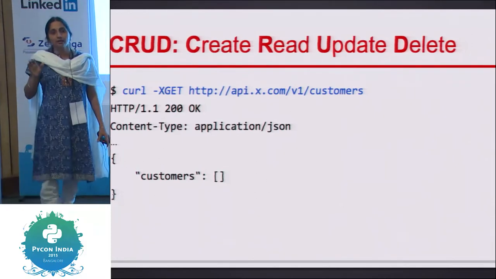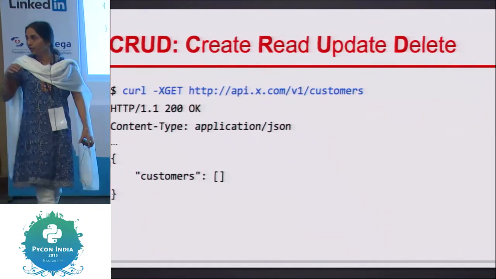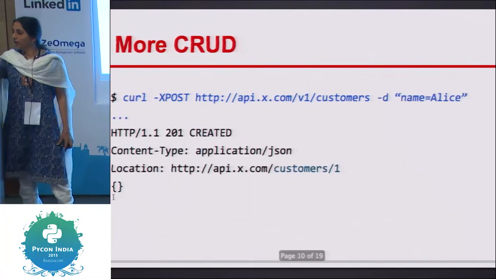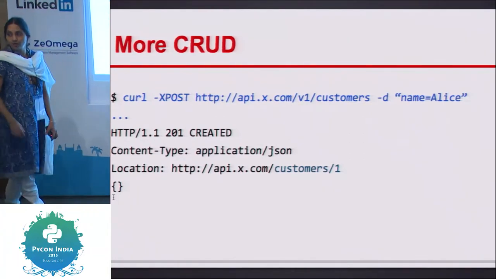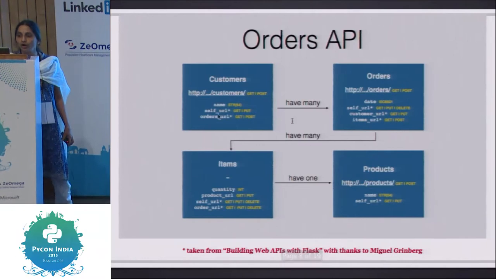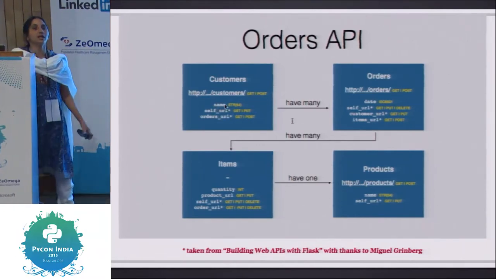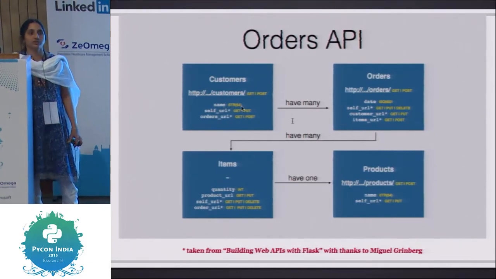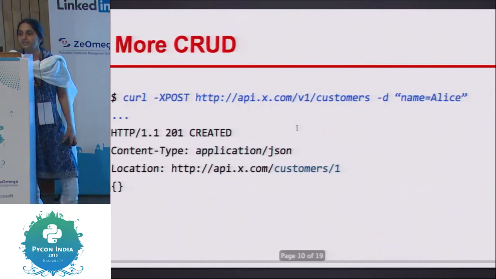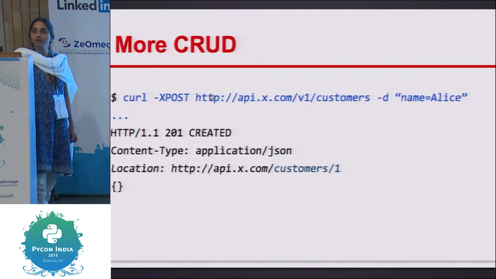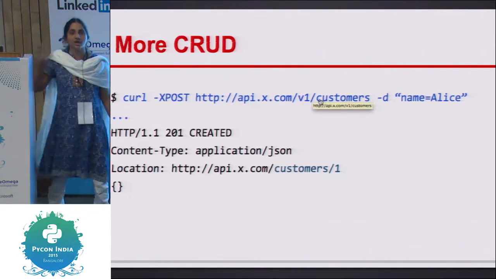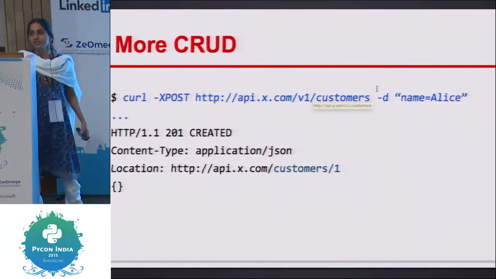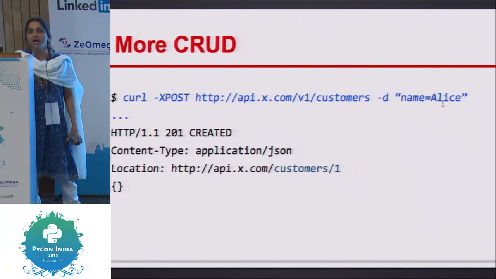Now let's create a customer to see, right? Which HTTP verb do we use for creating a resource? It's POST, right? In the documentation, we have seen that it expects a name to create a customer. What is the name type? It's a string of max length 64. So let's use POST. My endpoint is still slash customers because I am trying to create a customer resource, with the name Alice.